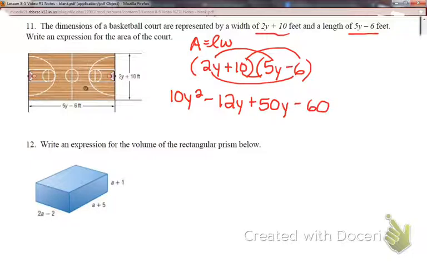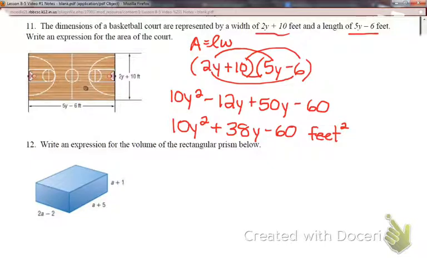Combine like terms right there with those y's in the middle, so that's 10y squared. Negative 12y plus 50y will be positive 38y. Then minus 60. That's an expression for the area, but since it is area, you want to make sure you label, and that would just be, oh no, not units, because they told us it was feet. So feet squared.